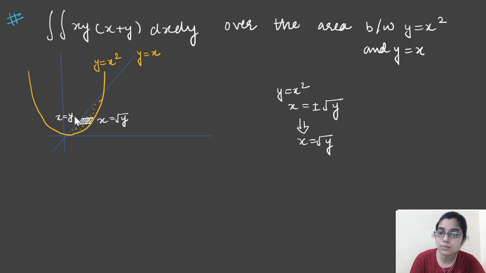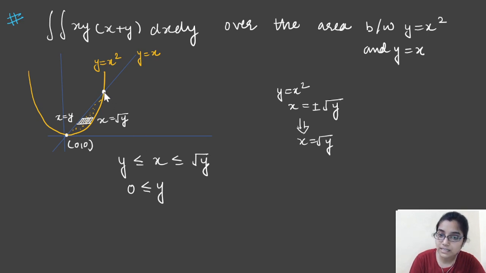So since we have to move from left to right, the limit of x is going to be from y to root y. And now if we want to find the limit of y, we have to go from bottom to top. The bottom point is (0, 0), so obviously the limit of y is going to be from 0. But what about this upper part?